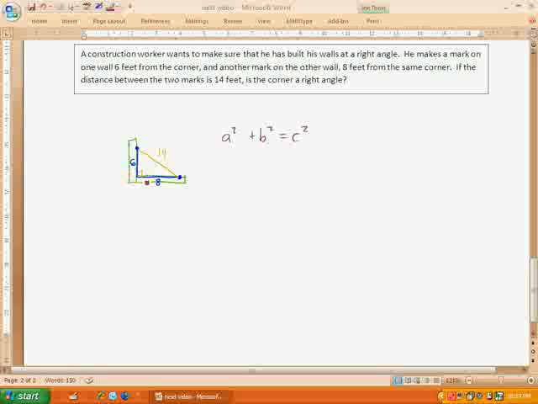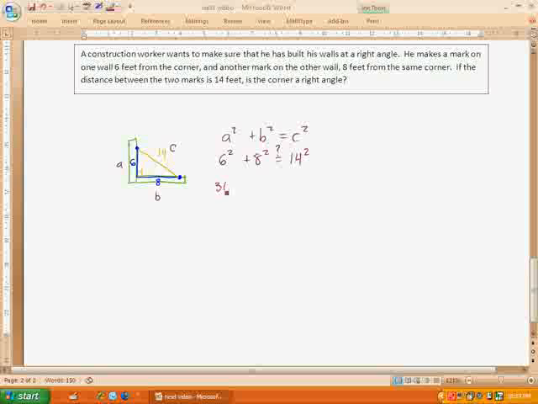Okay? And so we're going to try that out. This is called the converse. Okay, the converse is when you say the opposite, when you work everything backwards. So I'm going to go ahead and say a squared. So I'm going to make this a and that b, and of course the hypotenuse is c. So 6 squared plus 8 squared is equal to 14 squared. Is that true? We're going to find out.